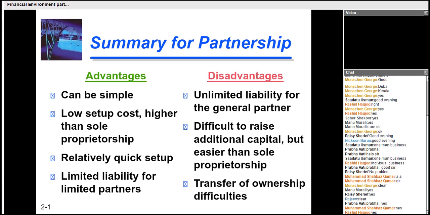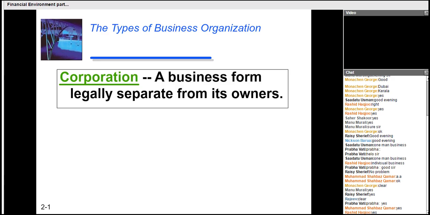And transfer of ownership is difficult. Why? Because, as compared to the corporation, the transfer of ownership is difficult in that regard. Soon you will understand why. The transfer of ownership in both the proprietorship and the partnership is difficult, but in the corporation world, it is simple.